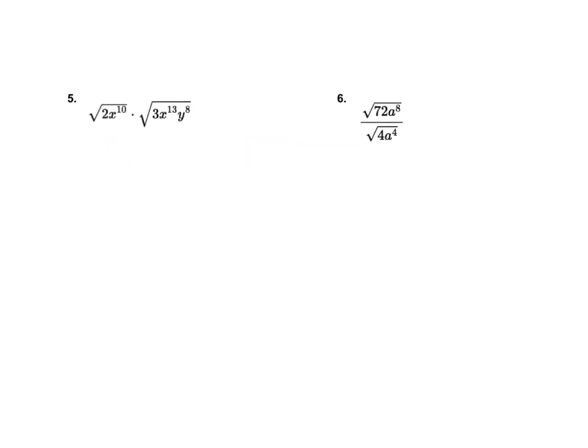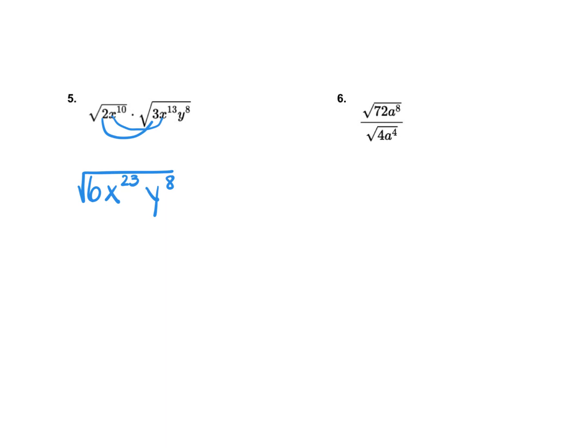All right, so we have the square root of 2x to the 10th times 3x to the 13th, y to the 8th. The first thing that we're going to want to do is multiply all our parts here. So we've got 2 times 3 is 6. X to the 10th times x to the 13th. Remember, when you multiply exponents with the same base, we add the exponents. So we're going to have x to the 23rd, and then we just have left over that y to the 8th.